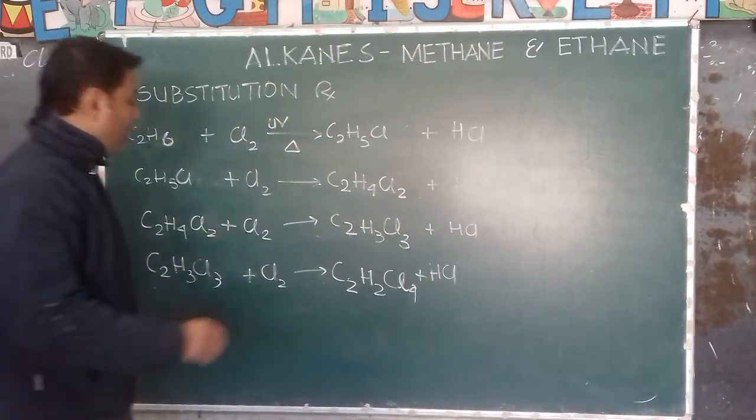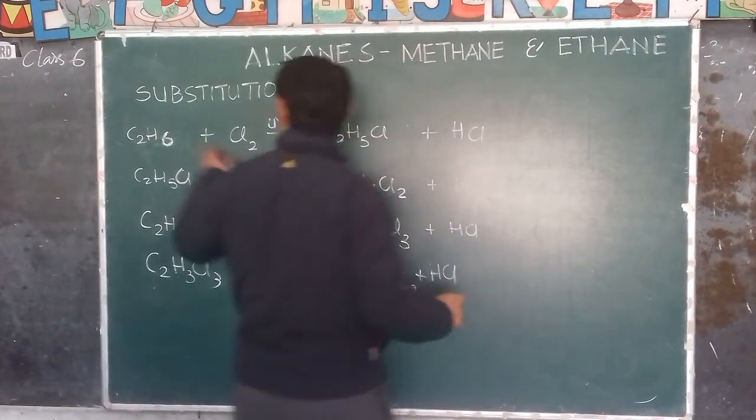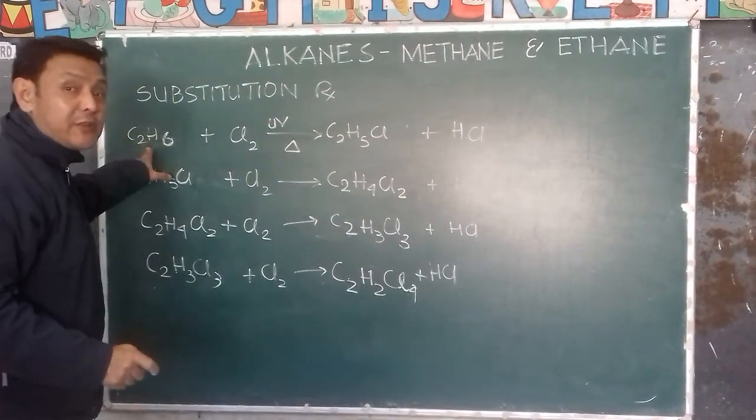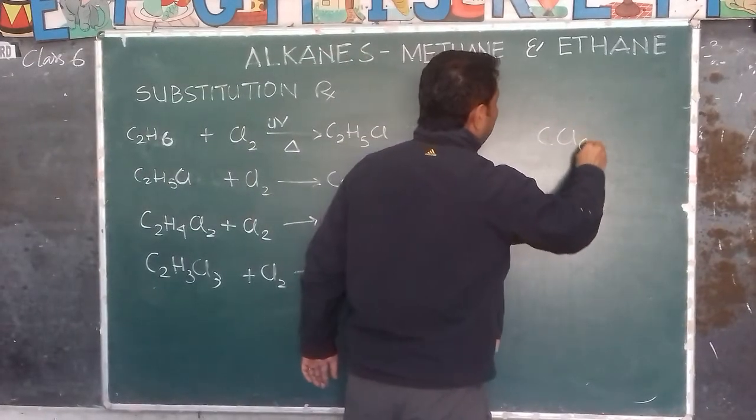Similarly, at the end, what do we get? All the hydrogens of ethane will be replaced by chlorine. So we get hexachloroethane, C2Cl6.